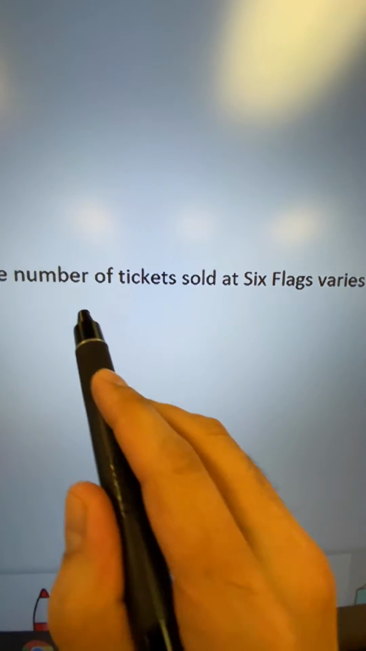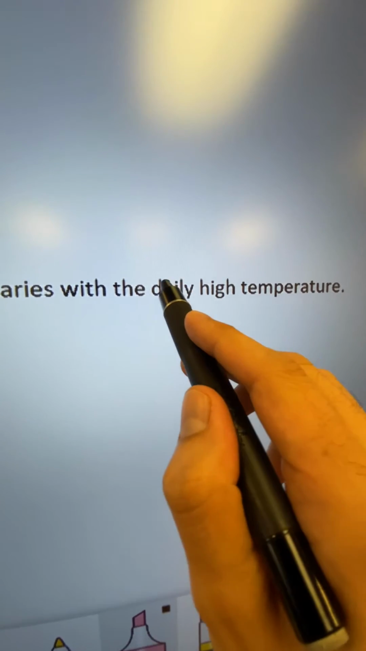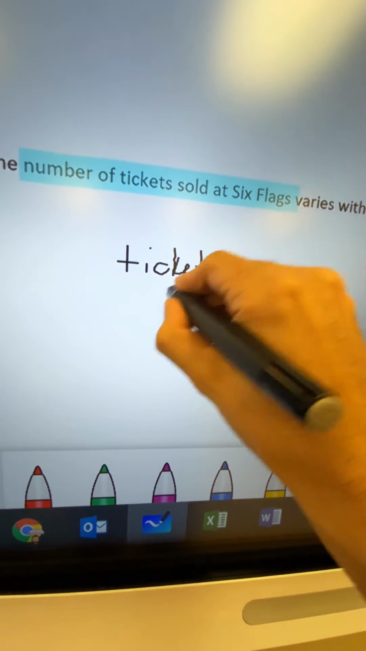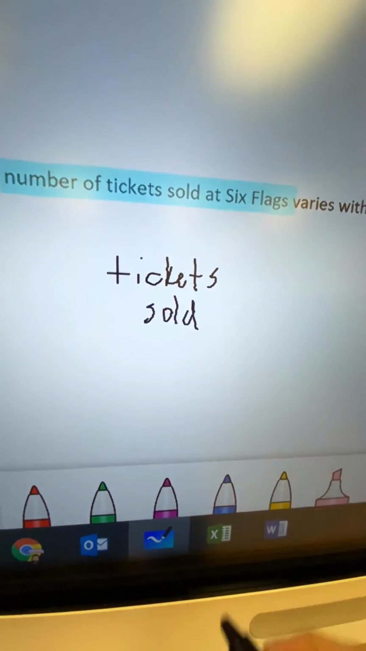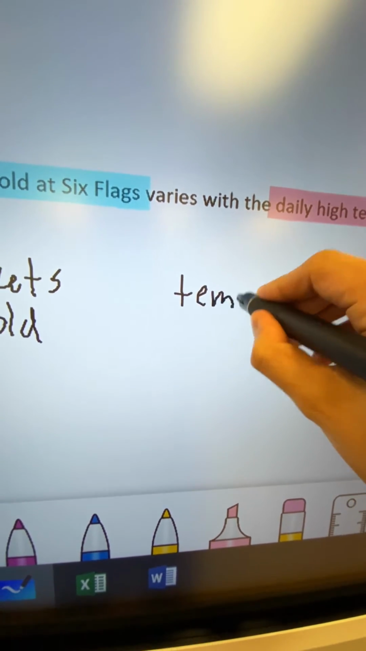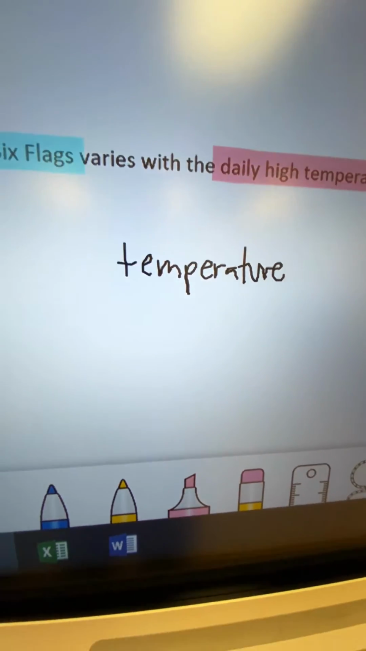In this case, we're talking about the number of tickets sold at Six Flags. And the other thing we're talking about is the temperature, the daily high temperature. So if I write it down, I would get tickets sold. I'm just making it not too wordy. And then the other one is the temperature. So my job is to figure out which one is the independent, which one is the dependent.